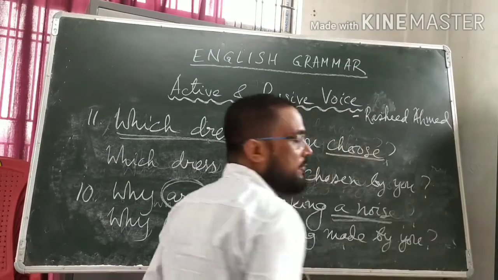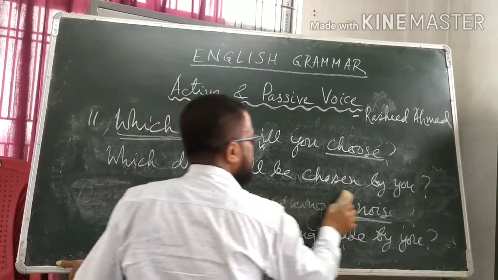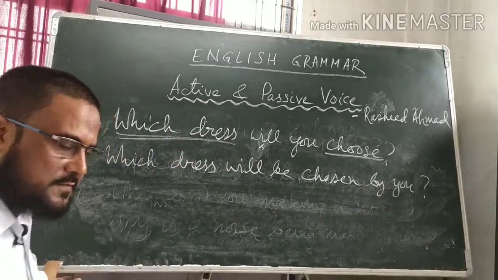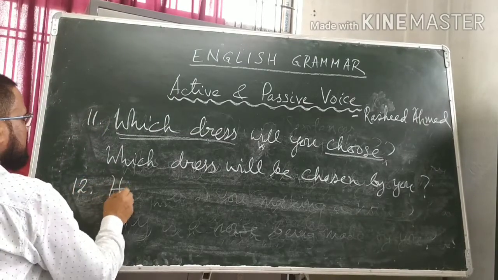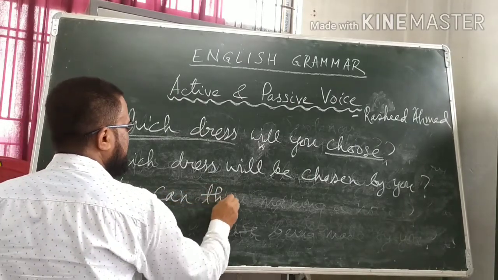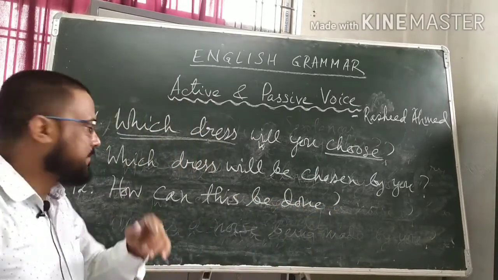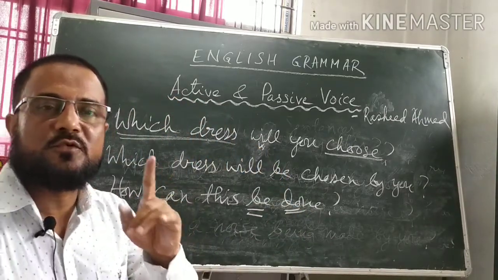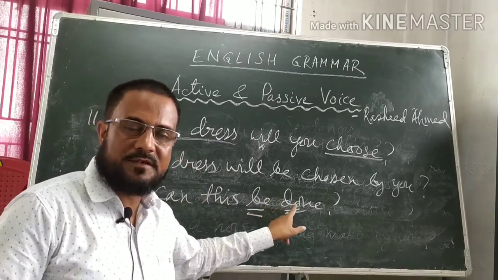We gave you some examples of passive, and you will have to make them into active. Then let us see how you are able to understand them. How can this be done? This is not active because be verb is there and the main verb is in past participle. These two essential requirements of a passive voice are present here. Be verb is there, main verb is in past participle form.